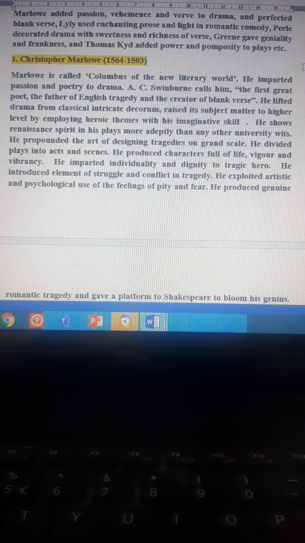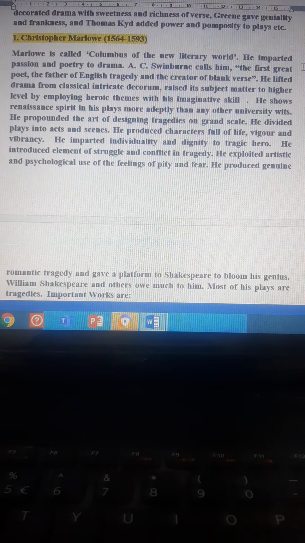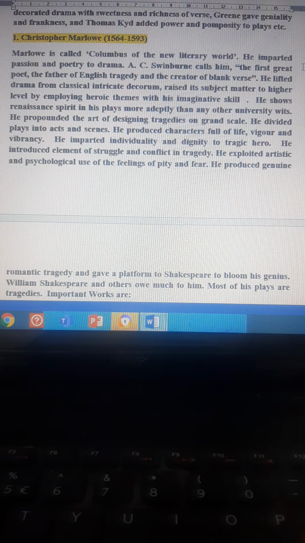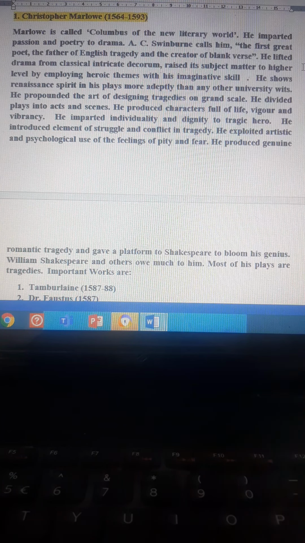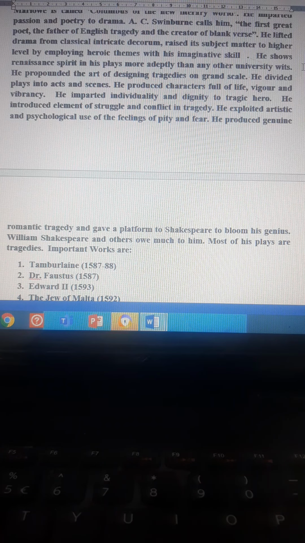He imparted passion and poetry to drama. A.C. Swinburne calls him the first great poet, the father of English tragedy, and the creator of blank verse. He lifted drama from classical intricate decorum, raised its subject matter to a high level by employing heroic themes. With his imaginative skill, he shows Renaissance spirit in his plays more adeptly than any other university wits.